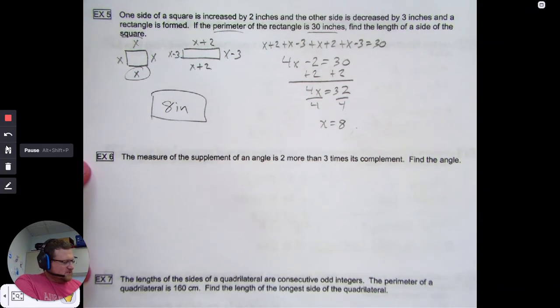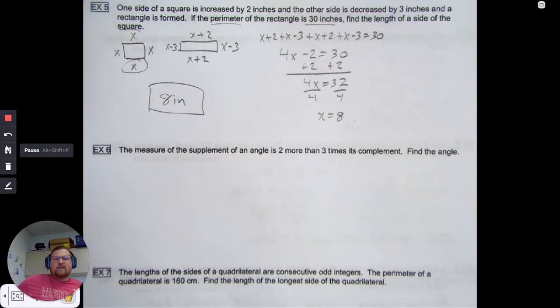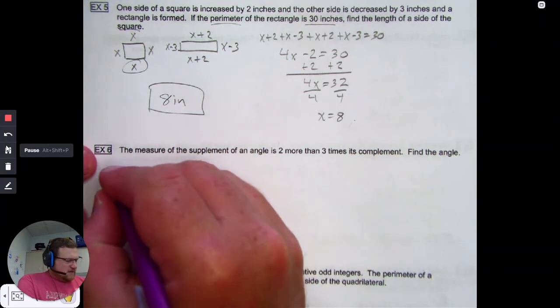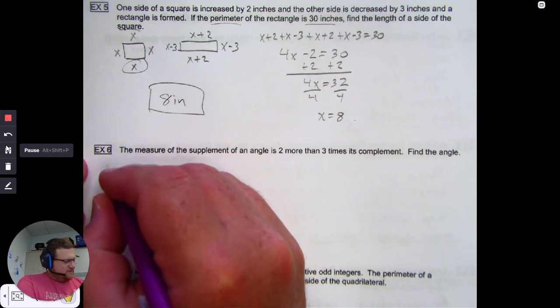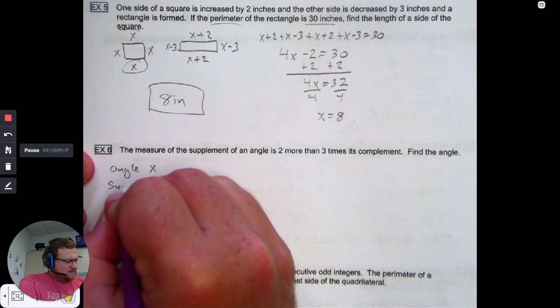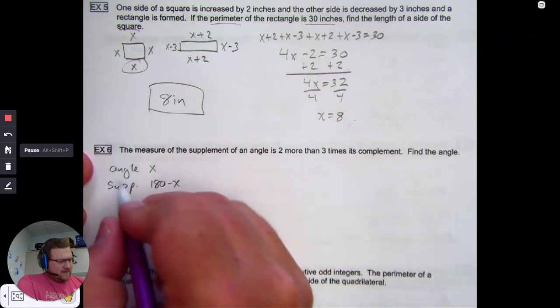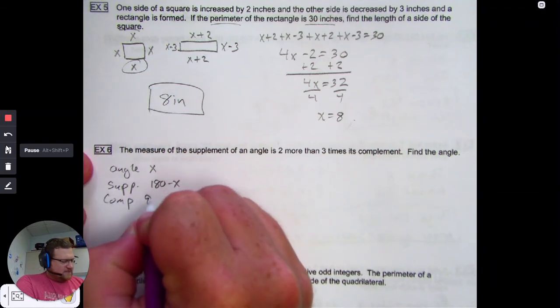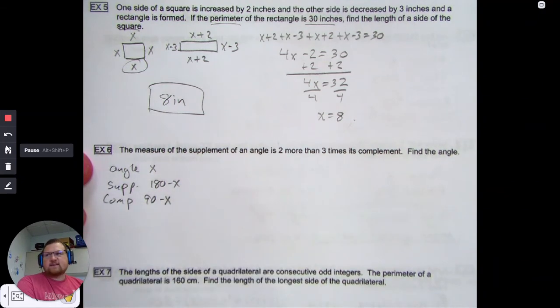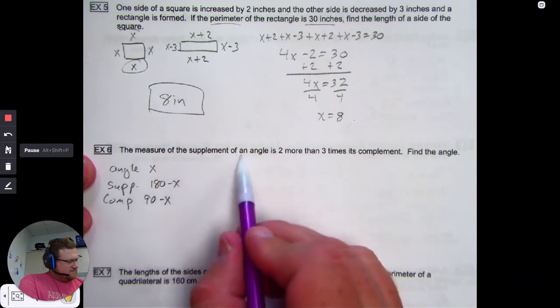Number 6 says the measure of the supplement of an angle is 2 more than 3 times the complement. Find the angle. So now this goes back to remembering a few things you learned in geometry. Just a quick recap if you don't remember: if our angle is x, the supplement of that angle is 180 minus x, and the complement of that angle is 90 minus x.